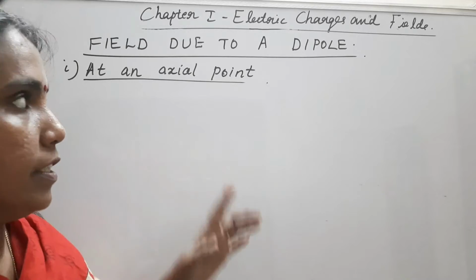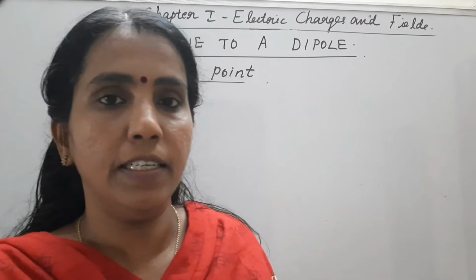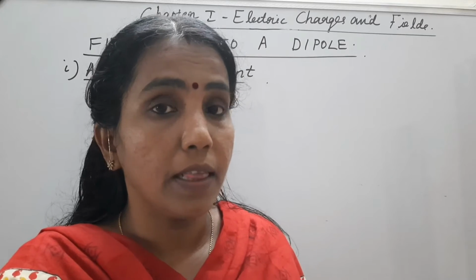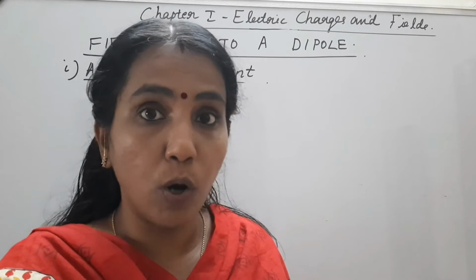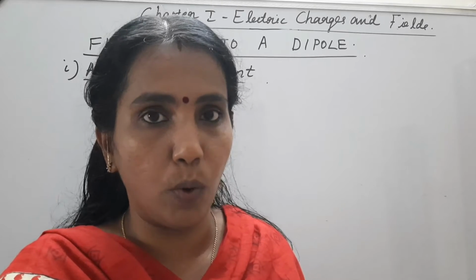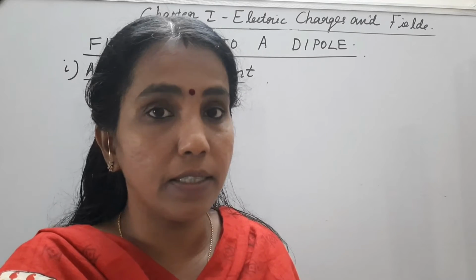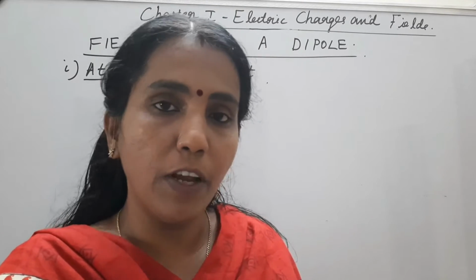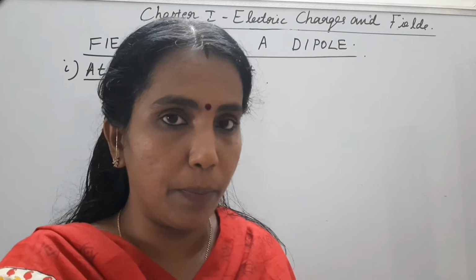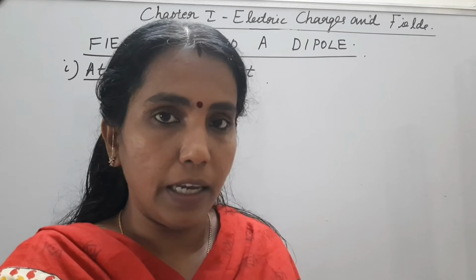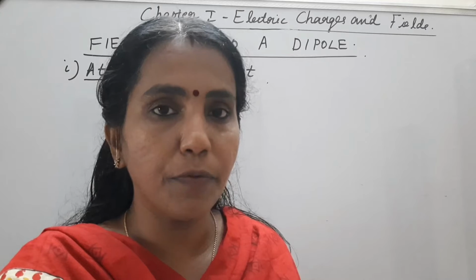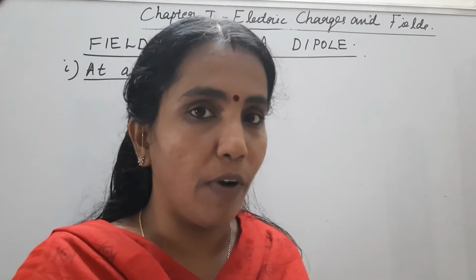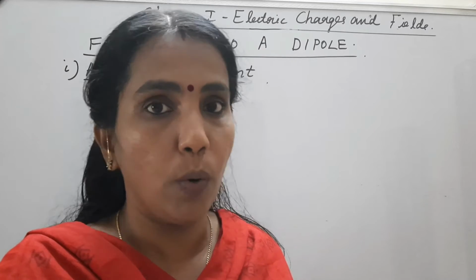Now, the field due to a dipole. As I said, the total charge of a dipole is 0, but the field due to a dipole at all points need not be 0. So that's what we are going to discuss, the electric field produced by a dipole. We will be finding the field due to a dipole in two sessions. In the first part, we will find the field at an axial point, and in the second part, we will find the field at an equatorial point.